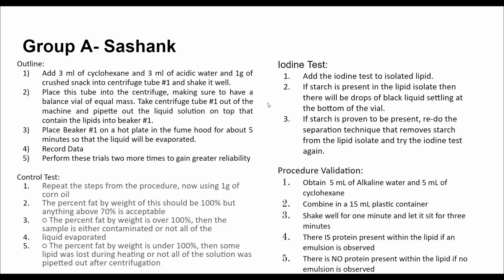For our iodine test, all we did was add the iodine test to our isolated lipid. If it turned a black liquid, then we knew that starch was present. And if starch was proven to be present, then we'd redo the separation techniques that do remove starch.